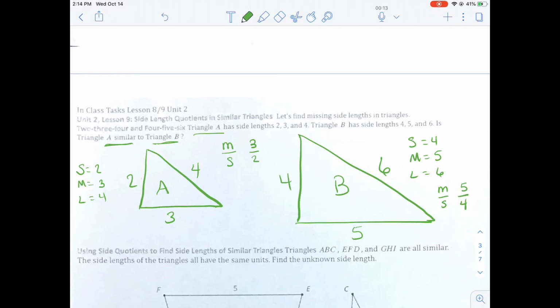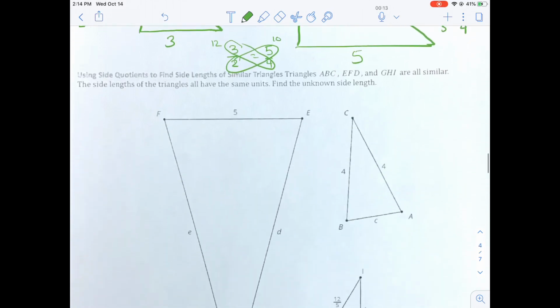Now we're going to compare those. 3 halves, does that equal 5 fourths? No. Let's double check. Let's do a cross. 3 times 4 is 12. 5 times 2 is 10. These are not proportional, so therefore they're not similar. So these are not similar because the corresponding side lengths are not perfect ratios of each other. They're not the same ratios between the two.